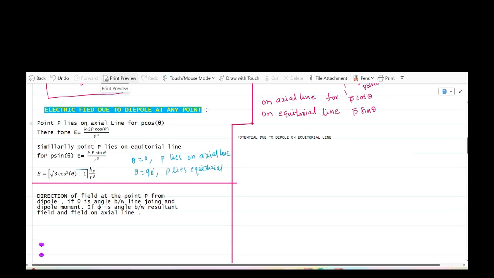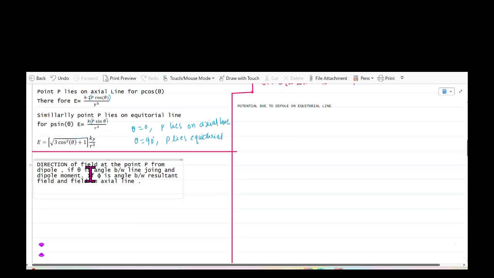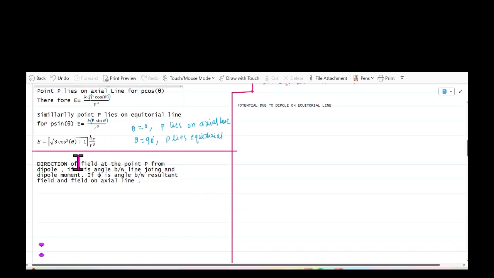So point P lies on the axial line, for the dipole moment P cos theta. The axial dipole moment, we know already, I have written here: here it is P cos theta, and here the dipole moment is P sin theta. Substitute this theta here and you will get the same answers. So this is about the electric field of a dipole at three different points: one is axial, one is equatorial, and any point.